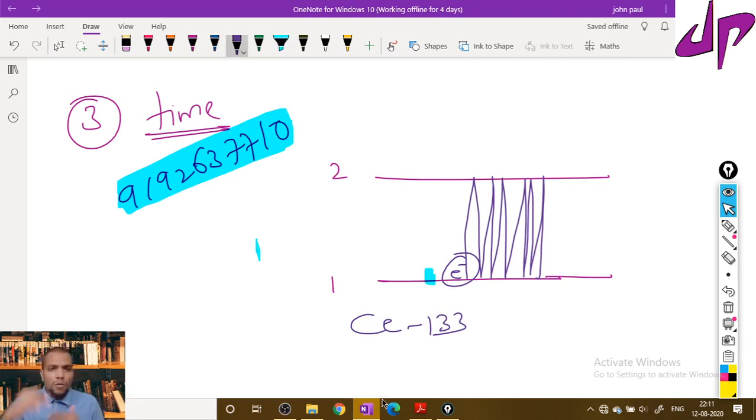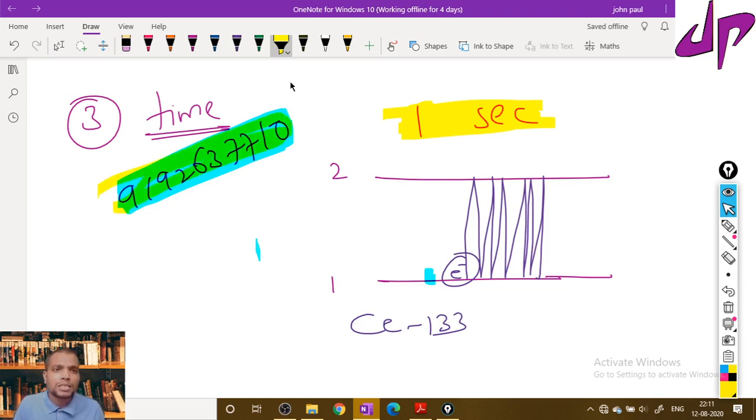So how much time does it take to jump back and forth in the hydrogen level atoms? How much time does it take? That we define as 1 second. So the 1 second is defined as the electron transition in the cesium 133 atom between the hyperfine levels. How many times? 9192637710, these many times. So how much time does it take to jump back and forth those many times? That is defined as 1 second.